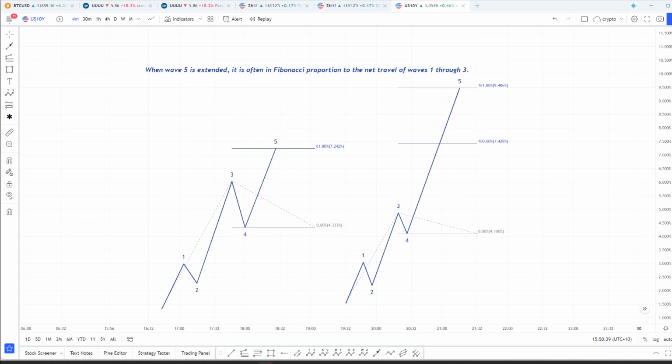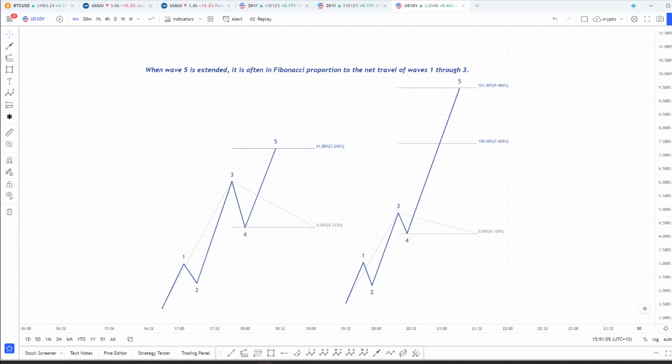When wave 5 is extended, it is often in Fibonacci proportion to the net wave travels of waves 1 through 3. So when we've got an extended wave 5, one of the techniques we can use to project where we think that might go, or if we do indeed have an extension, is to take the lengths of waves 1 to 3, project off the bottom of 4, and take 61.8% that length to look for the top of 5, as shown on the left.